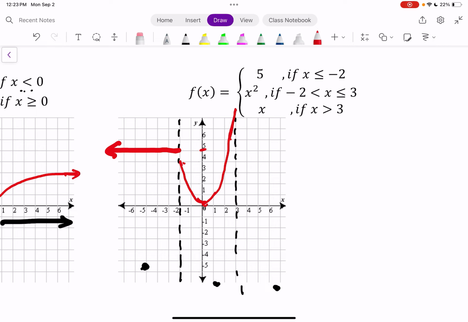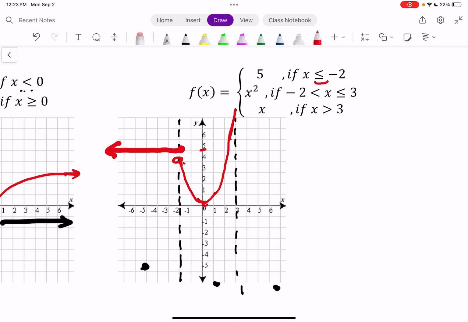Between -2 and 3, I'm grabbing the x squared, the parabola function. Now, see how here at -2, these two graphs don't meet? So I'm not continuing in the same point. That means I have to tell you which point is included. So the -2 is included here with 5. So I'm going to put a closed bubble, but not here. So I'm going to put an empty circle.